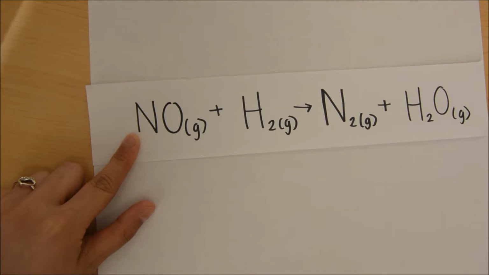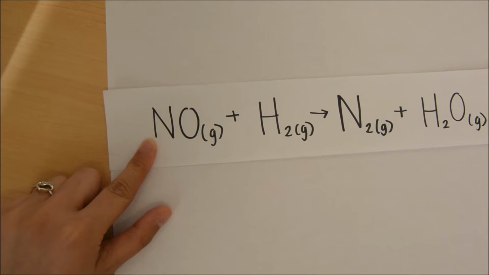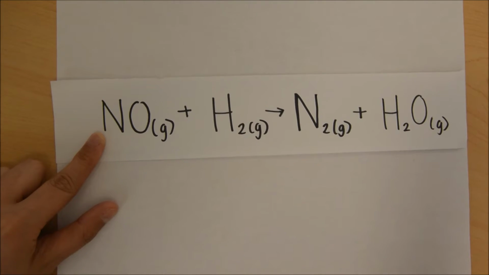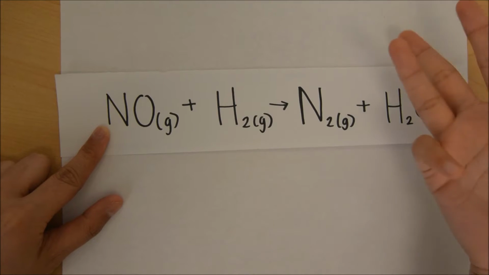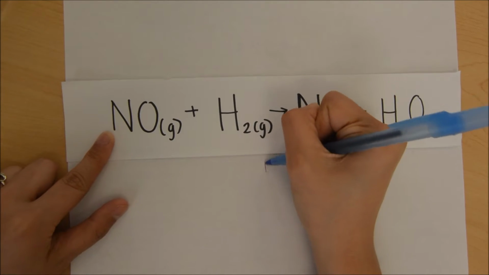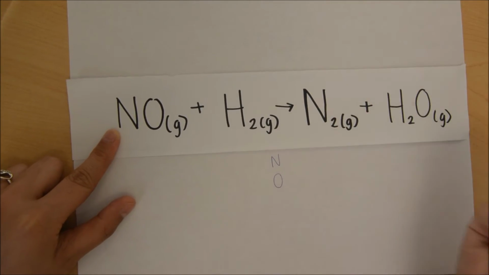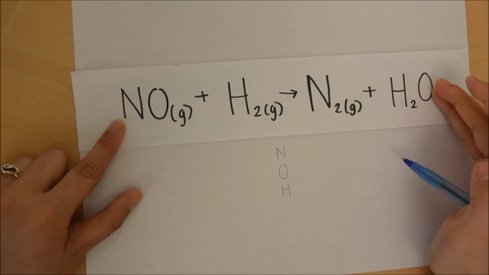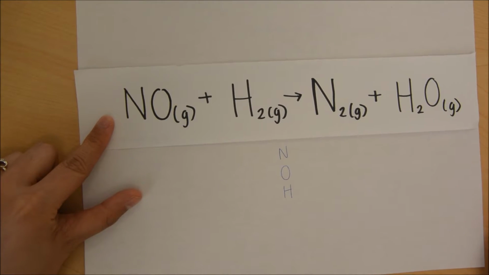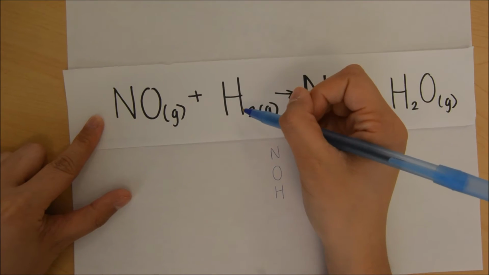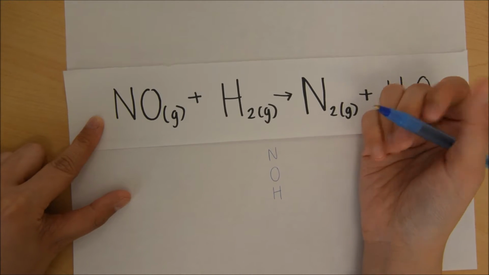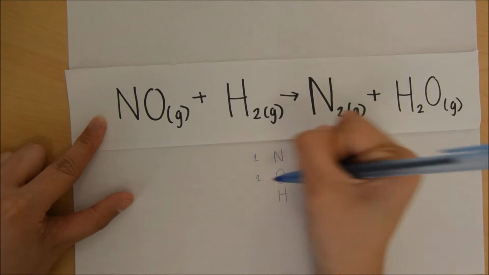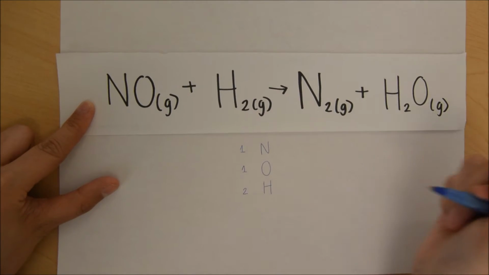How would you balance this equation, you ask? You have to list all of the elements first. So there are 3 elements in this chemical reaction. There is the N, there is the O, and there is the H. And so how you would balance this is that you would find the amount of atoms. So on the reactant side, there is only 1 nitrogen. There is 1 oxygen, and there are 2 hydrogens.